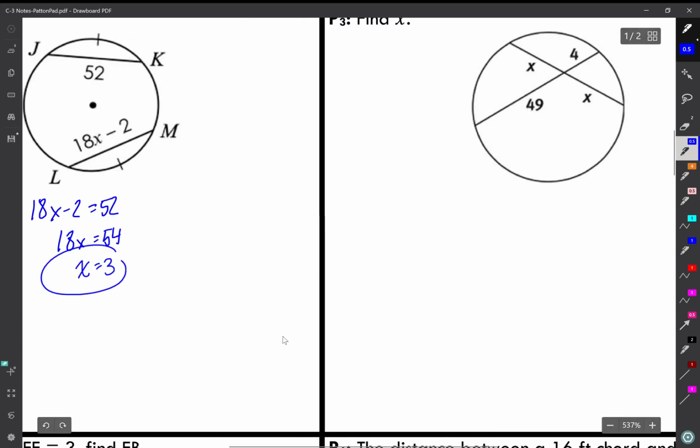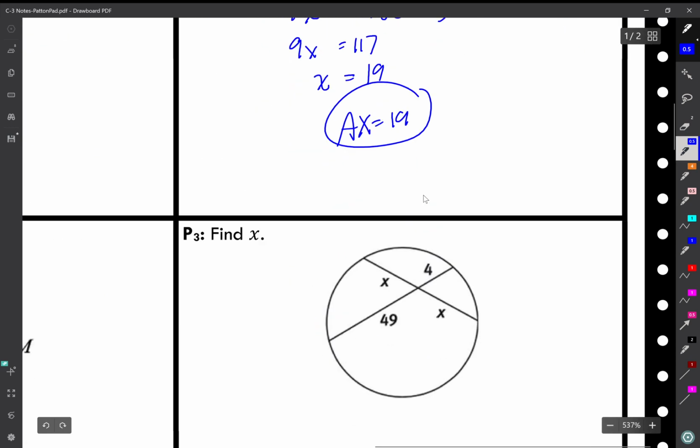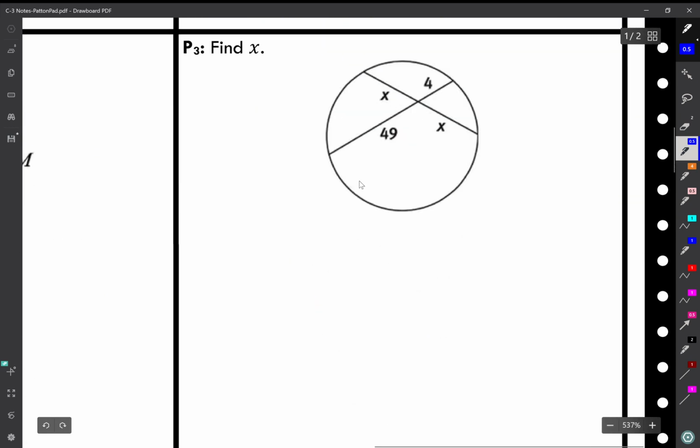Awesome. Number 3. Alright, so here we have one just kind of like this one. So we're going to multiply the two parts of the chords together. So these two of the same chord will be x times x, which is x squared. That equals 49 times 4. So 49 times 4 is 196. So to get rid of that square, we have to take the square root of both sides. So x is equal to 14.